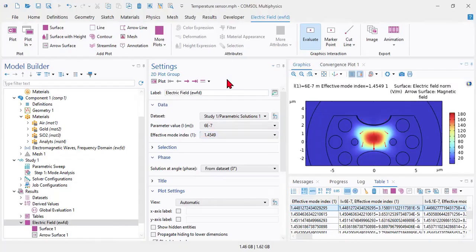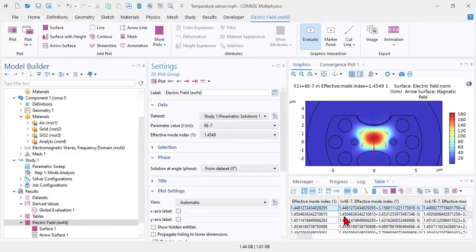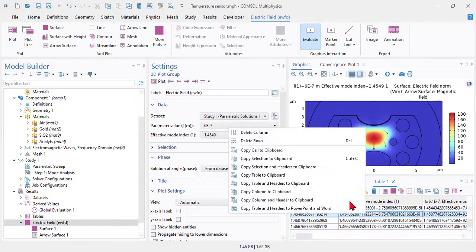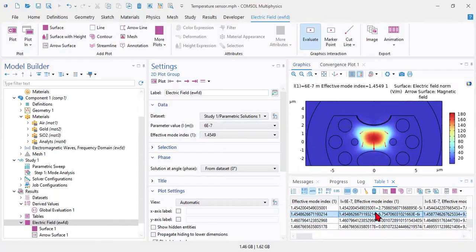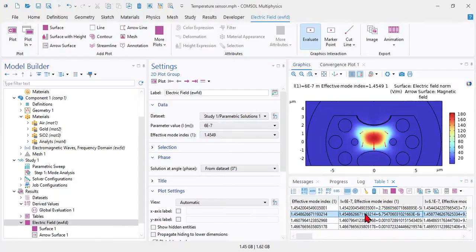But for the next wavelength, the position is not at 3, right? So we have to take the data for 600 nanometer. Here you can see that this is position 3. Okay, so first click here, then right click, and then copy cell to clipboard. We are going to copy only this cell.